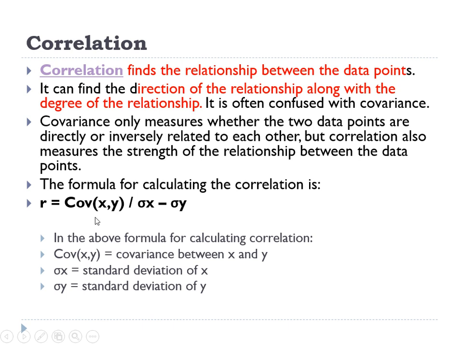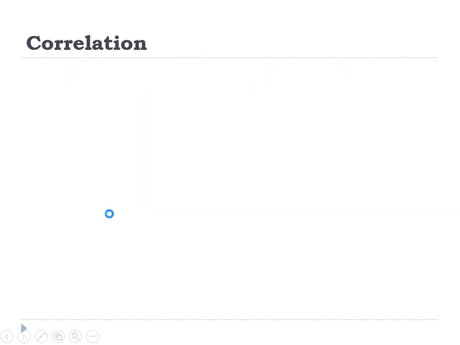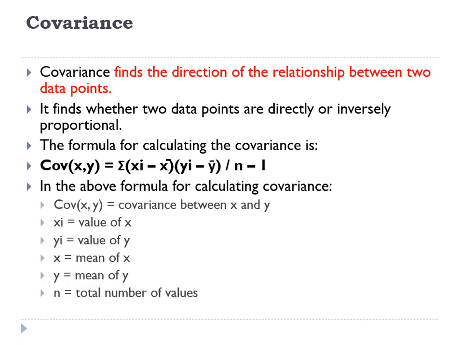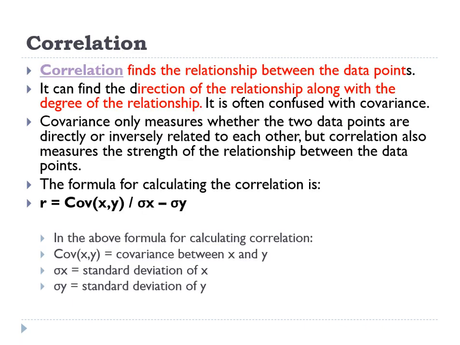So you need to find the covariance first, using the covariance formula we just saw in the previous slide, and then you find the correlation. The covariance will be the numerator: you find the covariance of x comma y, put that in the numerator, and divide by the standard deviation of x times the standard deviation of y. That gives you the correlation. I hope the main difference is clear.